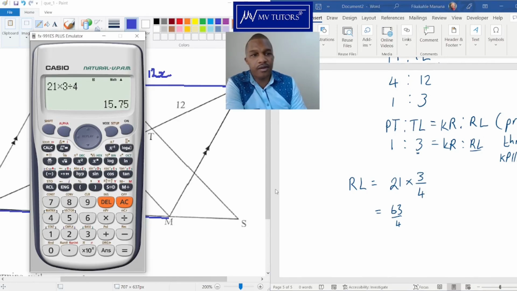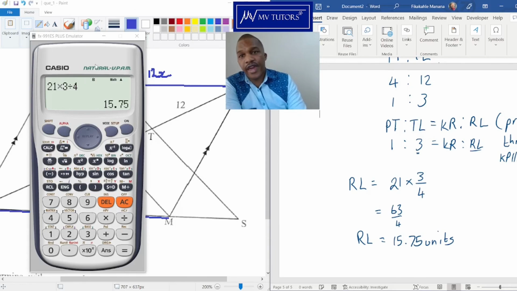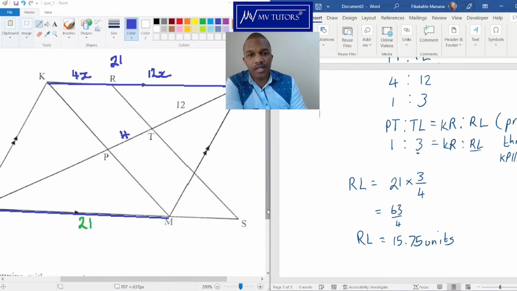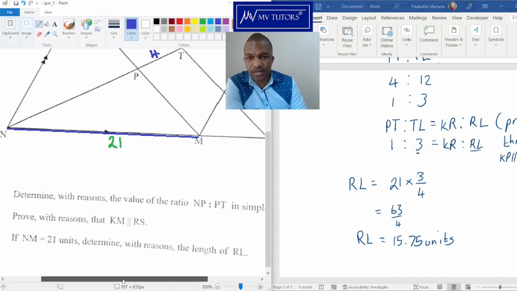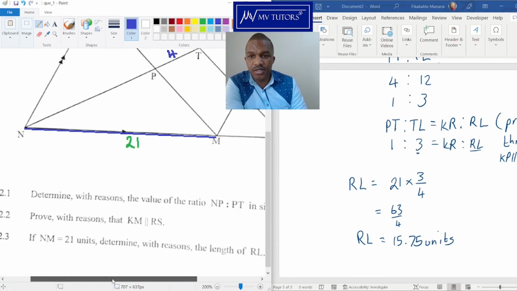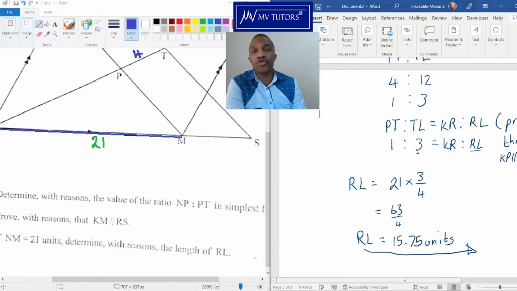In decimal, 15.75. That's my RL, and then I put units. Those are the actual units. Okay, let me just verify with the question. Did they say anything about decimals or simplest? Okay, so I'm just gonna leave my answer like that. Well, there it is. We did it.